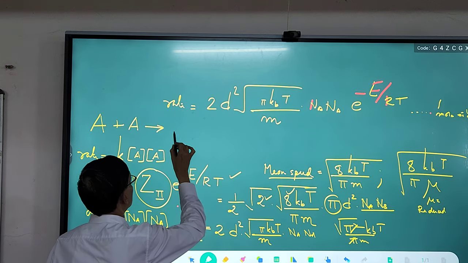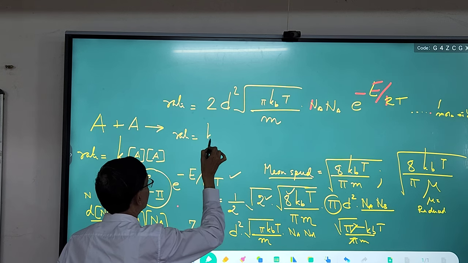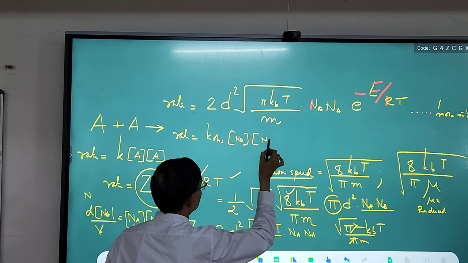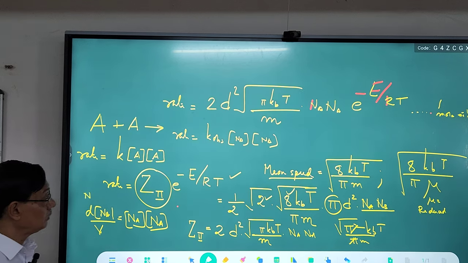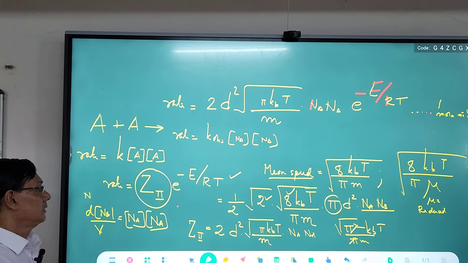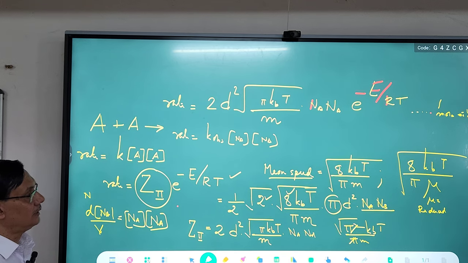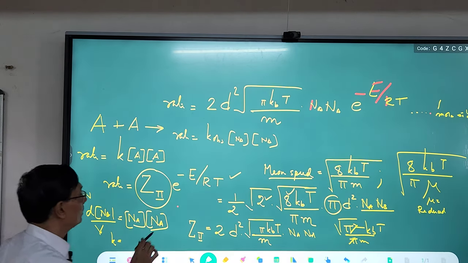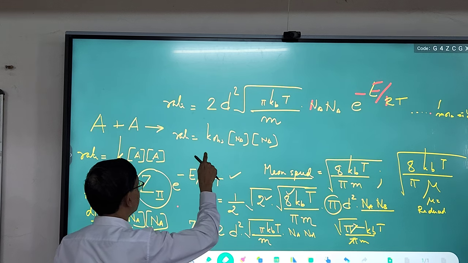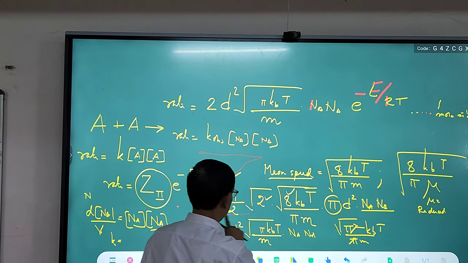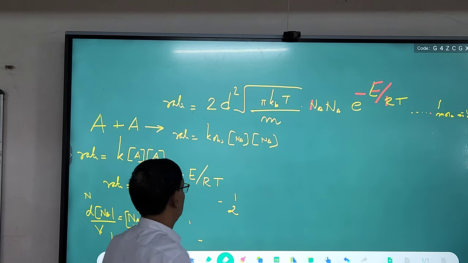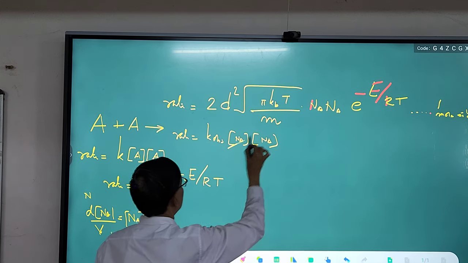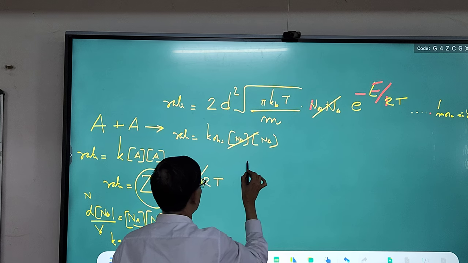And in another case, rate is equal to, in normal cases, K observed Na and Ne. Because as I told you in my first class, when I teach the theory of reaction rate, always reaction rate should be starting from K. Okay, K. So this Na cancels.